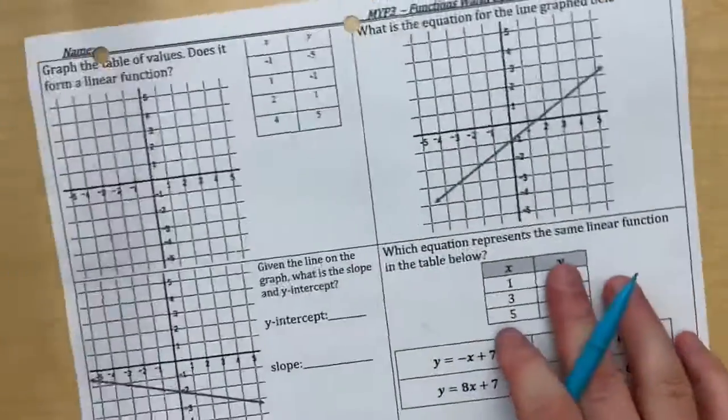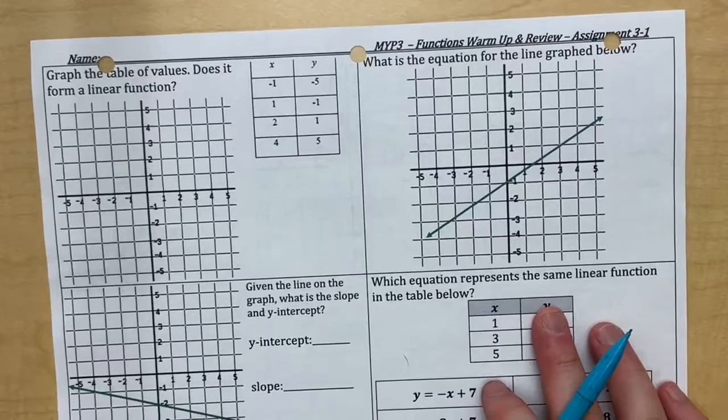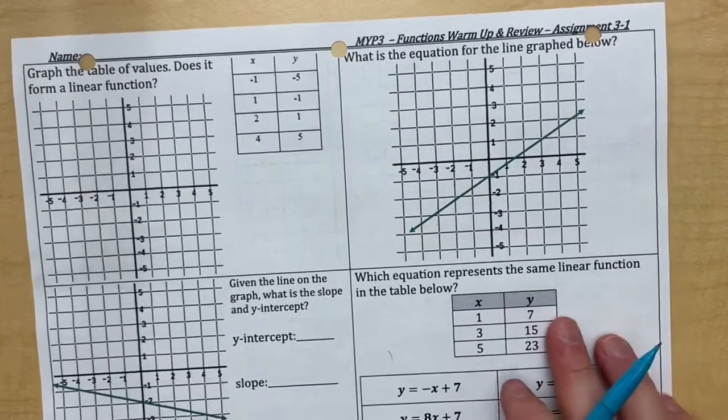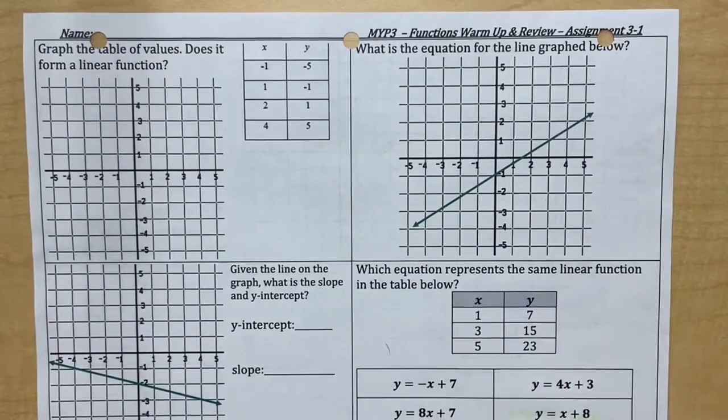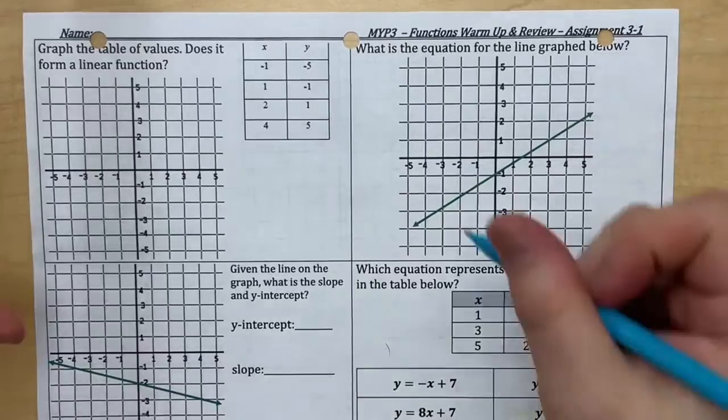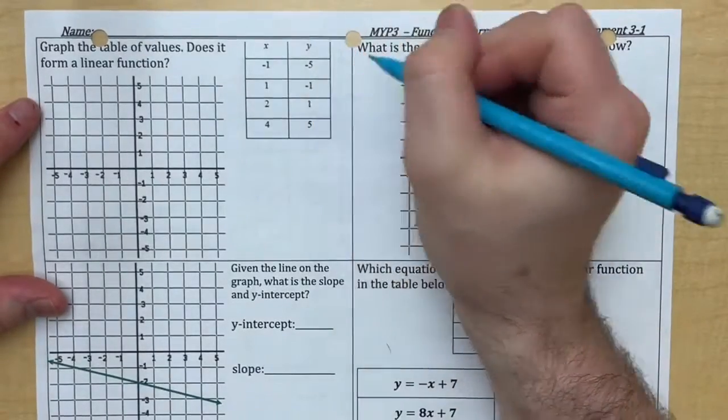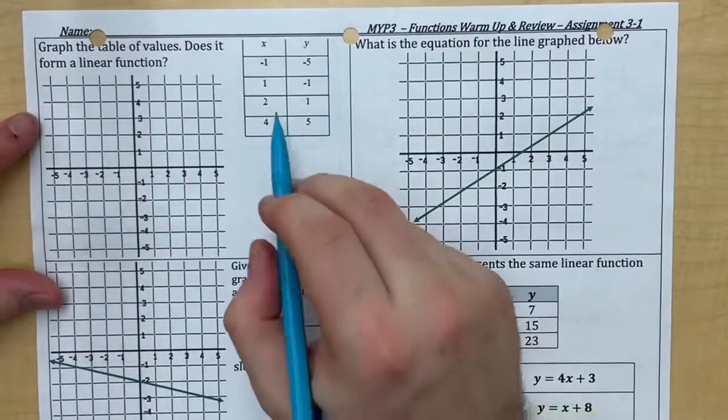All right, on the back, it has this. It says graph the table of values. Does it form a linear function? A couple ways to approach this. I can plot the points and then see, hey, do they line up? Do they make a straight line? Or I can also say, well, do these form a pattern? So let's graph out these points.